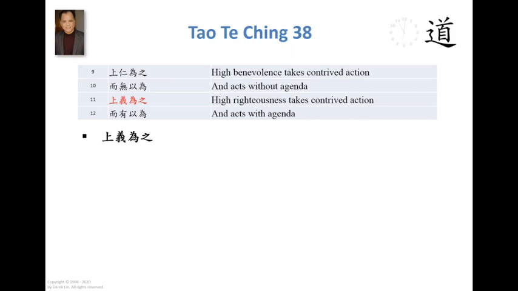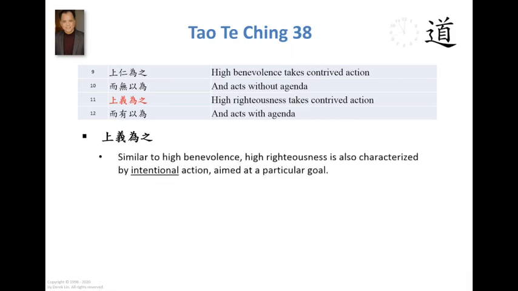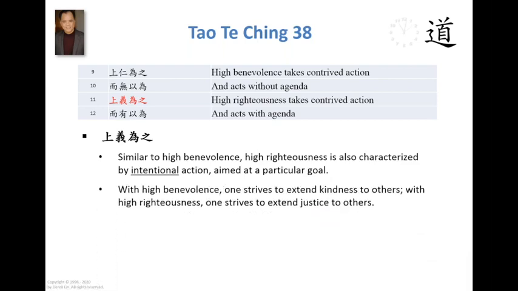Let's talk about high righteousness. So high righteousness, you're going to find is similar, but also different from high benevolence. Let's explore. Similar to high benevolence, high righteousness is also characterized by intentional action aimed at a particular goal. Therefore, it is also contrived. That's not necessarily a bad thing, as I mentioned. So high benevolence takes contrived action, and so does high righteousness. So for high benevolence, the intent is to extend kindness to others. With high righteousness, the intent is to extend justice to others. So that's where they are similar.